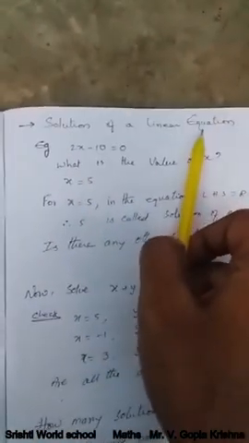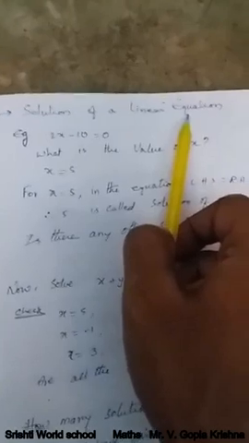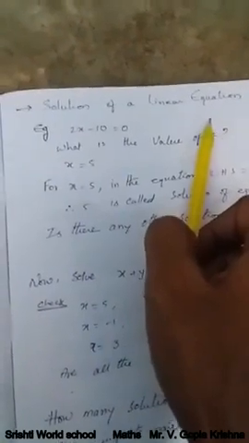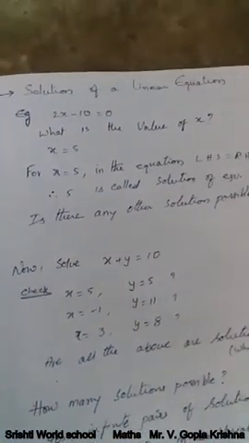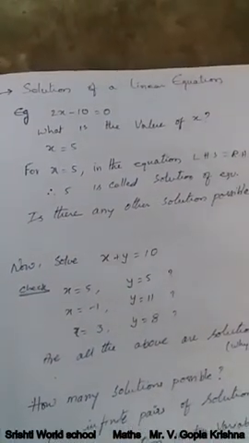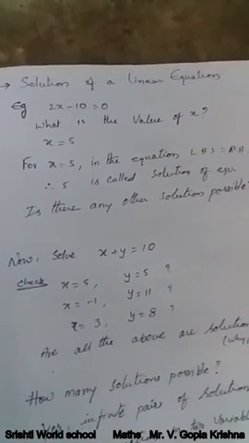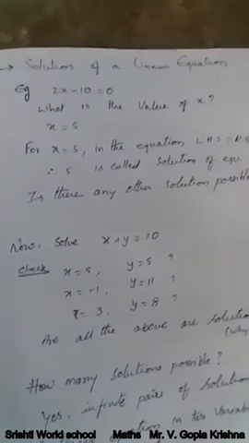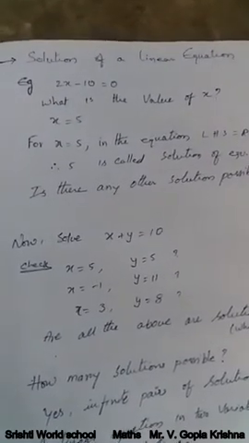Let's move to the next one, right? What is called the solution of a linear equation? Is it clear, children? Is it audible? Solution of a linear equation. For example, 2x minus 10 equals 0. What is the value of x in this case? It's quite easy for you. x equals 5, right?